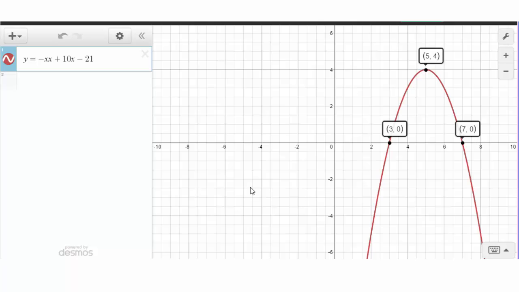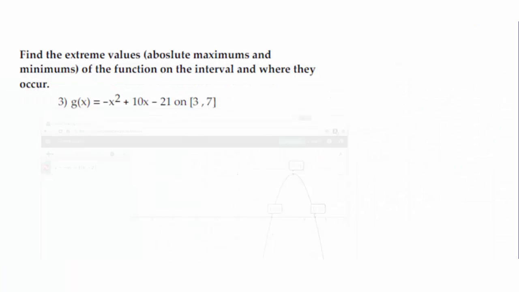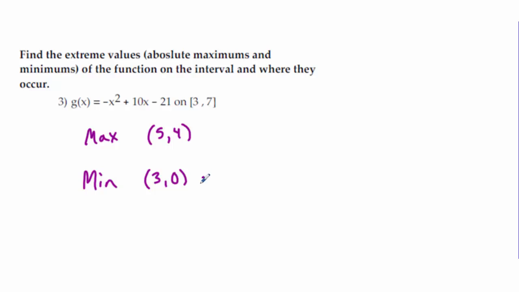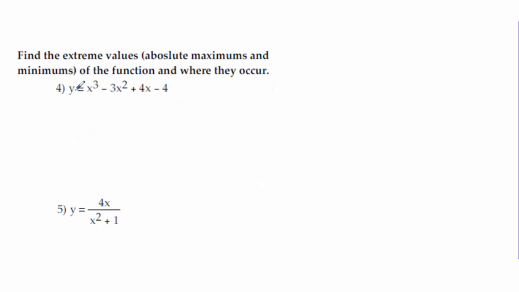So I'm going to write that on my paper. I have an absolute max at (5, 4), and an absolute minimum at (3, 0) and (7, 0). So it mattered that they told me to be between 3 and 7 because that meant I had to look at my endpoints. Because our endpoints normally are either an absolute max or an absolute min, or they could be. Maybe not normally, but they could be. So on the next 2, where we're not given a range of values like that, then we're looking at the whole graph. So on 4, this one looks quite a bit different.